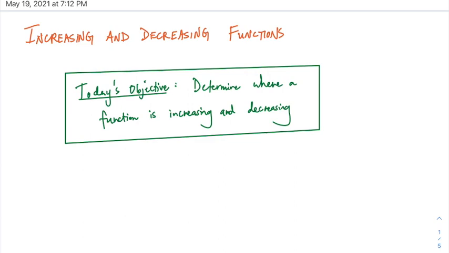Okay, welcome back, everybody. So today we're going to be talking about increasing and decreasing functions. And today's objective is to determine whether a function is increasing, or where a function is increasing and where it's decreasing.